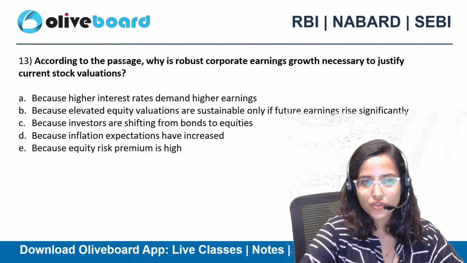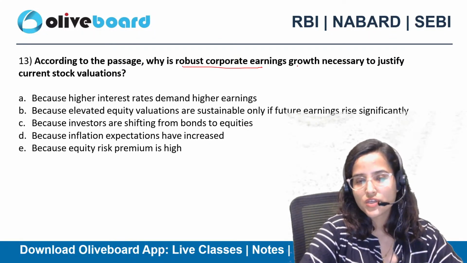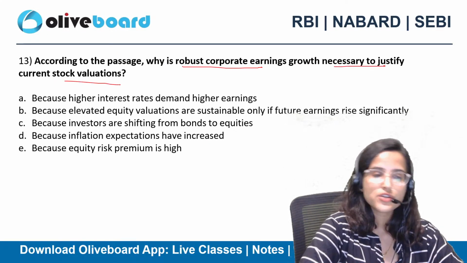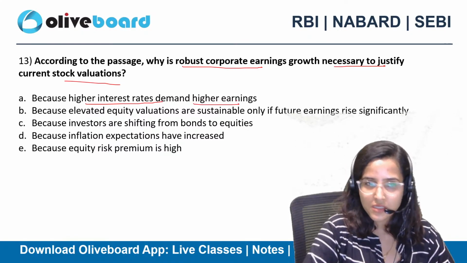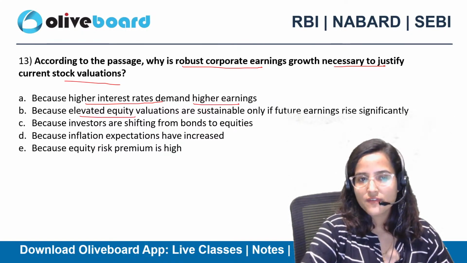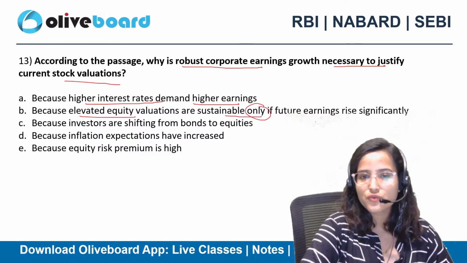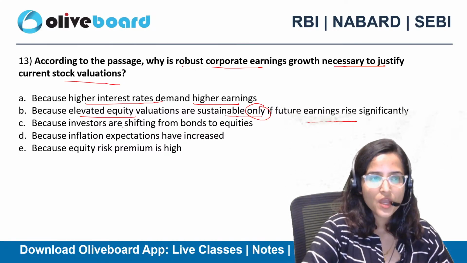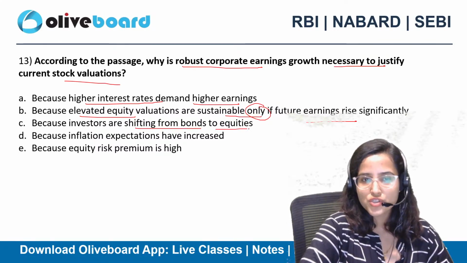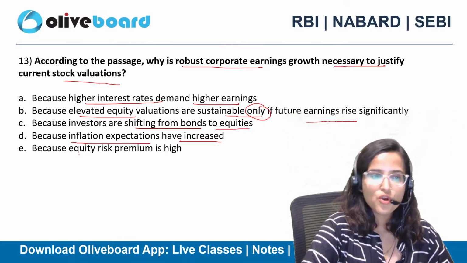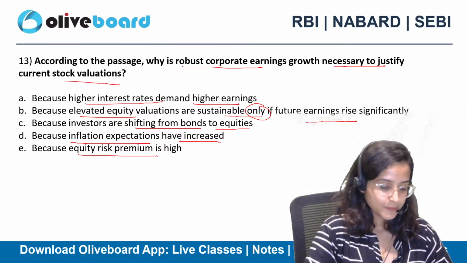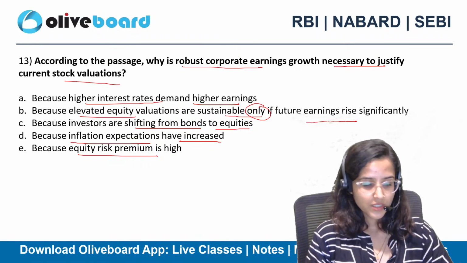13th question. According to the passage, why is robust corporate earnings growth necessary to justify current stock valuations? Because higher interest rates demand higher earnings. Because elevated equity valuations are sustainable only if future earnings rise significantly. Because investors are shifting from bonds to equities. Because inflation expectations have increased. Or because equity risk premium is high.